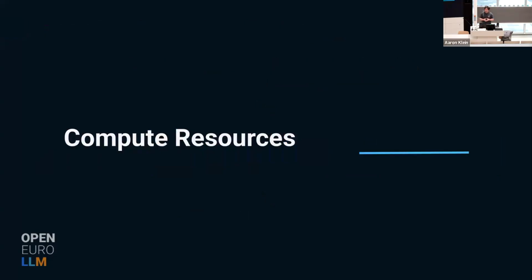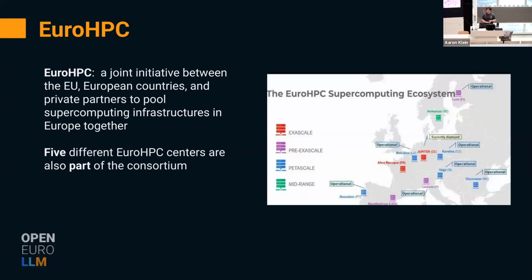The first question that people are going to ask if you talk about such a project is, okay, what about the compute, right? What are the compute resources you have and which compute infrastructure are you going to train on? And here we use EuroHPC, which is a joint initiative from the European Union and certain European countries to pool supercomputer resources in Europe together. Also, five EuroHPC centers like Barcelona, Italy, Finland, and Germany are part of OpenEuroLLM. And EuroHPC oversees all the pre-exascale and exascale machines.